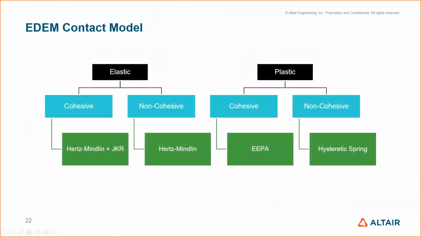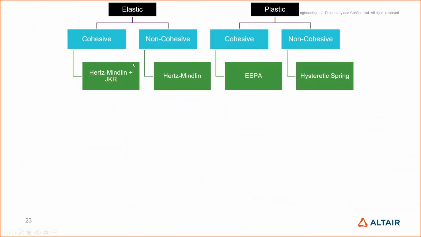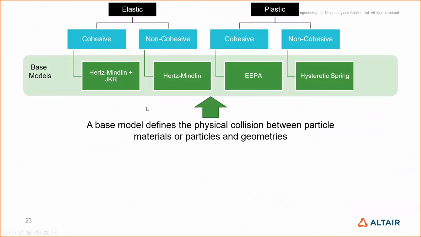There's a range of different contact models available. We have 2 types, elastic and plastic. And within these groups, you can have cohesive and non-cohesive behavior. This gives us a range of base models that we can use to represent different materials.